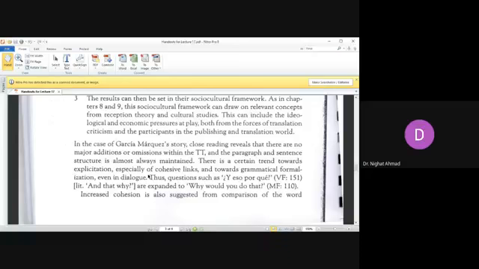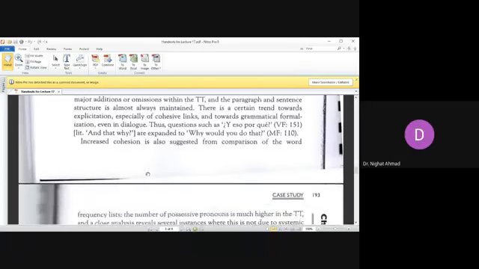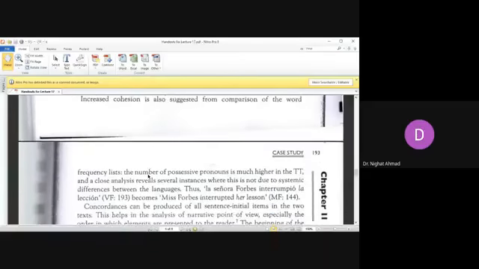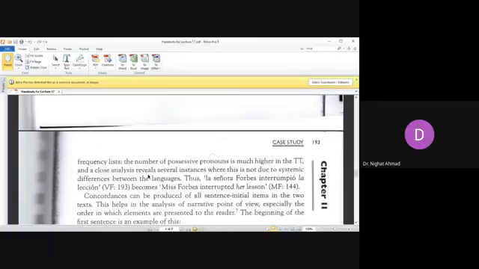Okay? So increased cohesion is also suggested from the comparison of the word list, the number of possessives. Technically speaking, linguistically, these things were also looked at, the number of possessive pronouns in the target text. On close analysis, there are several instances where this is not due to systematic difference between languages. So what I personally see is that this is a case study, and why it's called interdisciplinary is that it is a literary text, but its analysis is being done so thoroughly that it's almost like it was done from a linguistic perspective. That's why it's called interdisciplinary.